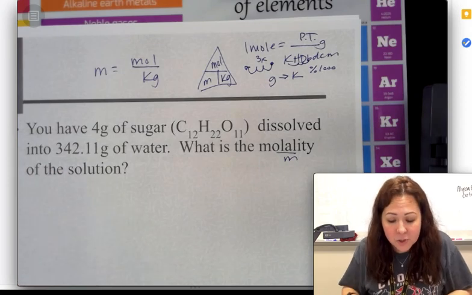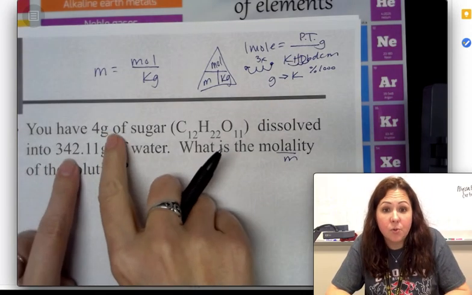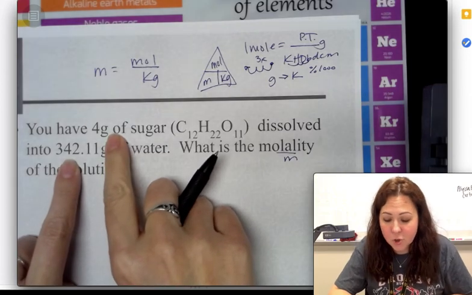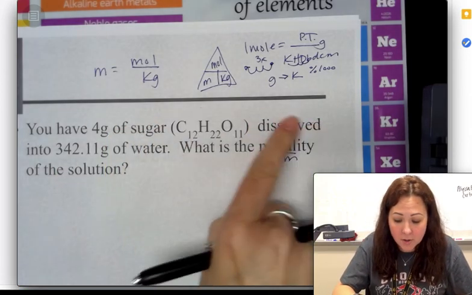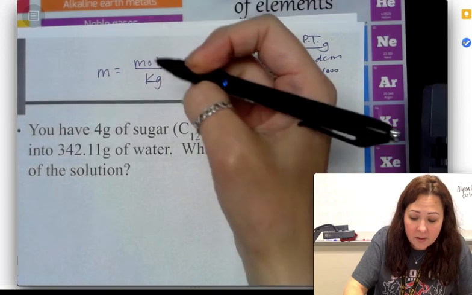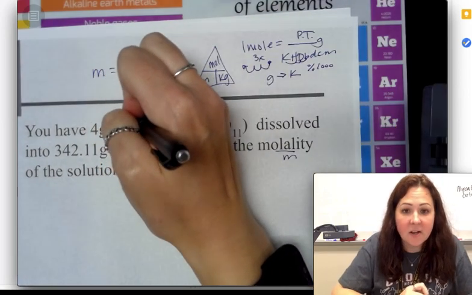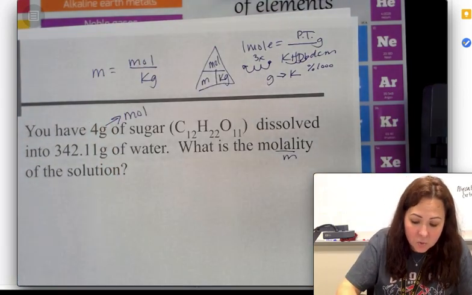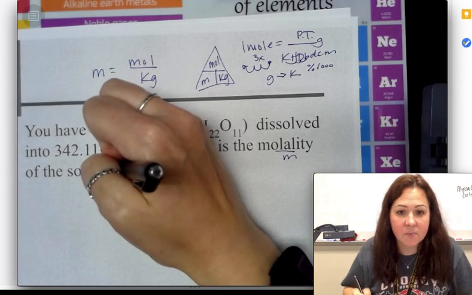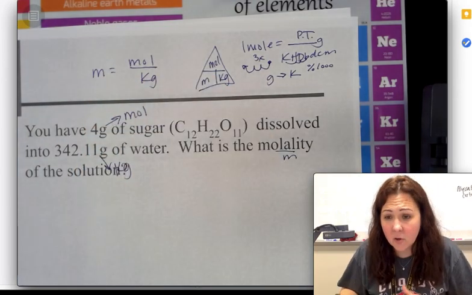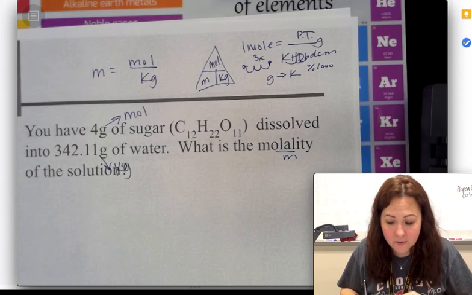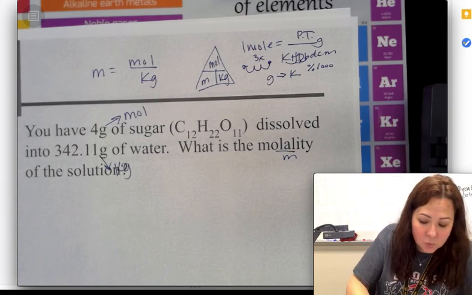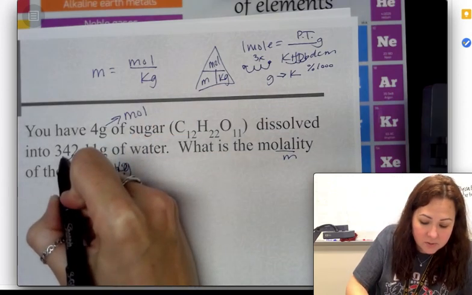I need to figure out which one of these two numbers goes to moles and which one goes to kilograms. It says that sugar is dissolved into water. So this one I'm going to have to take to moles because that's my solute. This one I'm going to have to go to kilograms because that's my solvent. Kilograms is the easier of the two, so I'm going to do that one first. I'm going to move my decimal place 1, 2, 3 times.